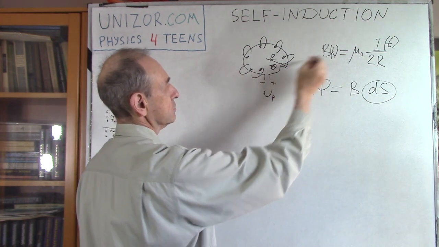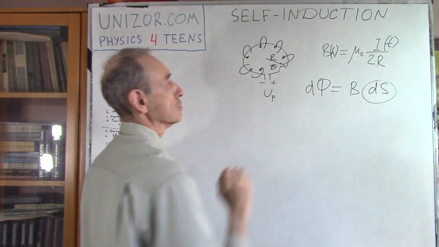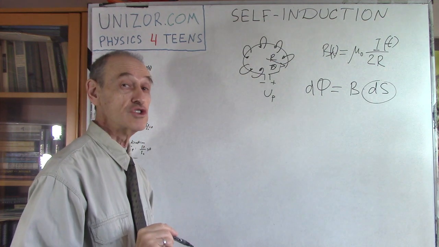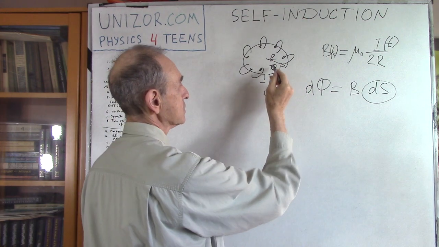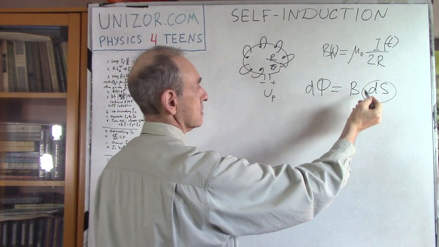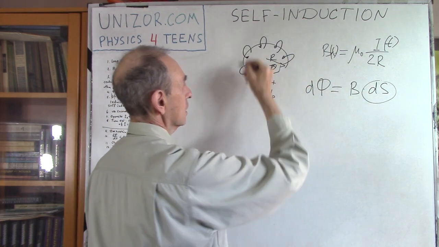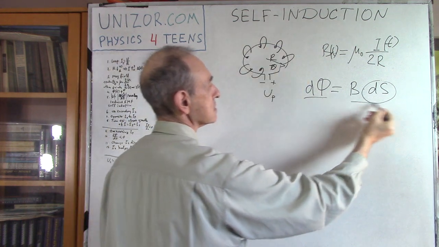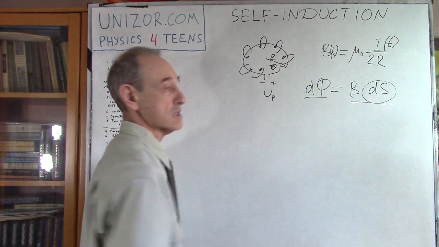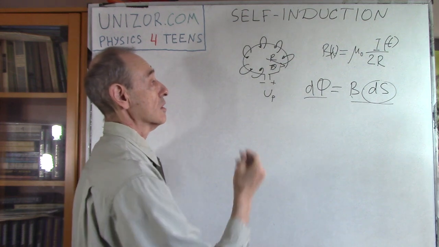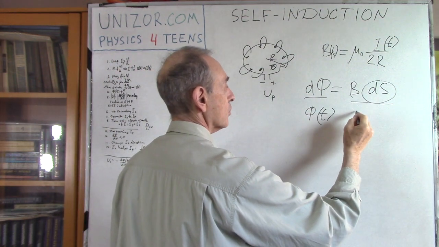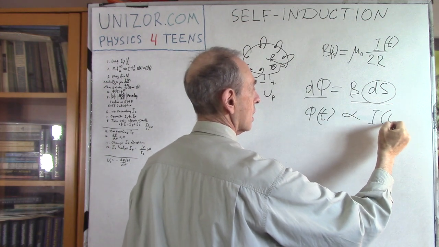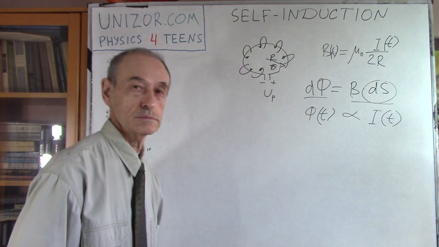There is some magnetic flux here, which is proportional to the changing electric current. So you have a certain amount of flux. That's why the whole flux is the sum of these. And again, every one of these is proportional to I. So the whole flux as a function of t would be proportional to I.